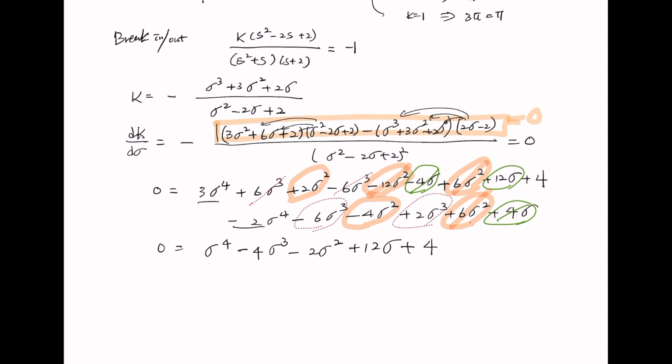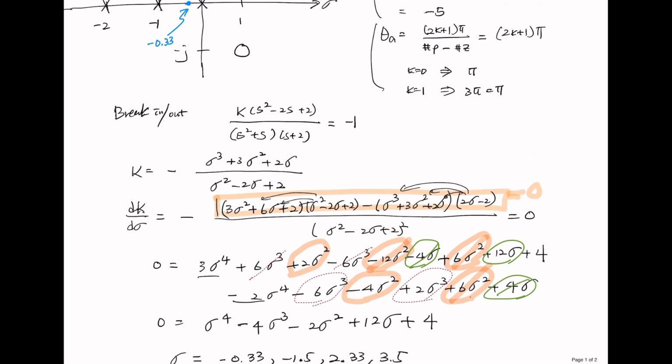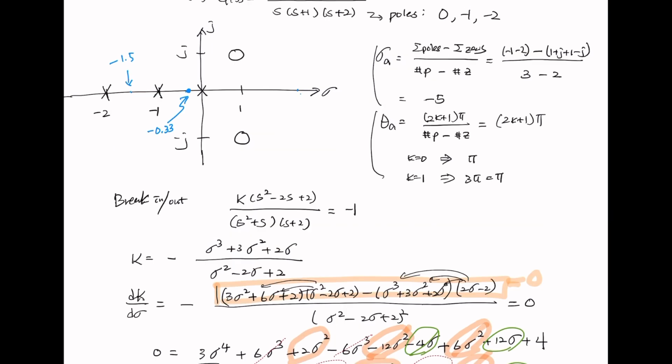Now, if you plug the coefficients into your calculator, the sigma values are -0.33, 1.5, 2.33, and 3.5. Where is negative 0.33? Negative 0.33 is somewhere in here. And then we have 1.5 and 2.33 somewhere here, and 3.5 is somewhere here.